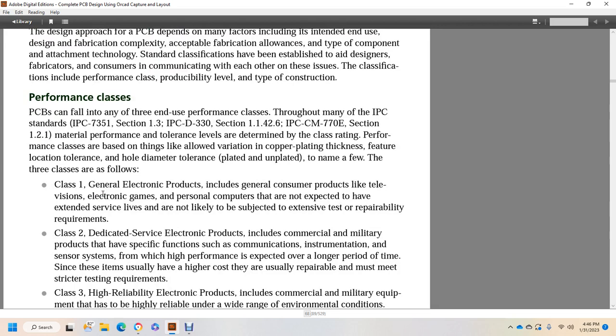General Class 1. General electronic products include general consumer products such as the television, electronic game, and personal computer. They are not expected to have an extended service life, but they are not likely to be subject to extensive test and repairability requirements.